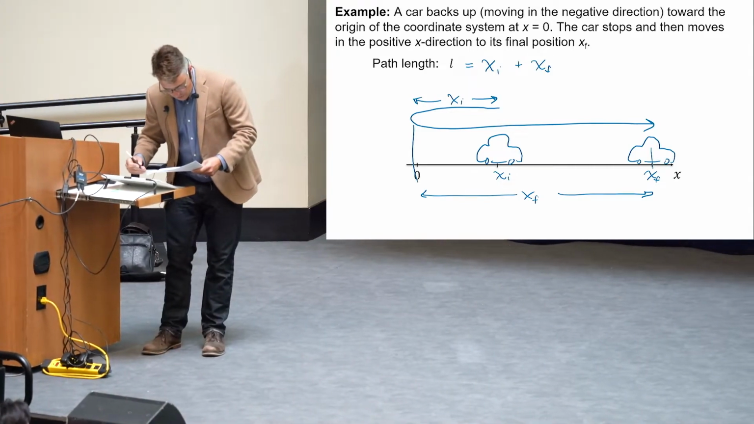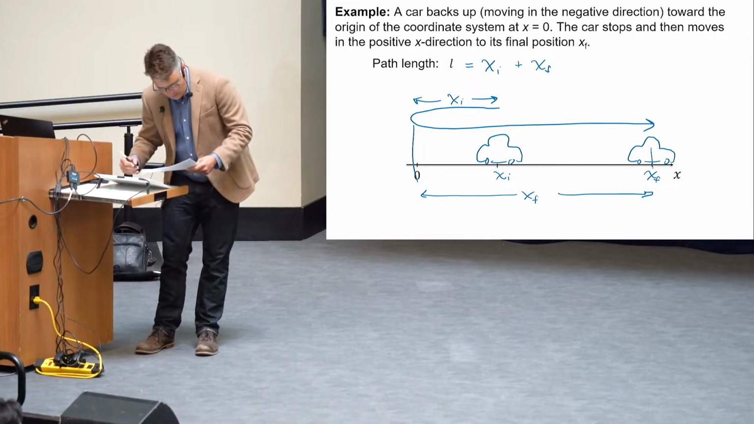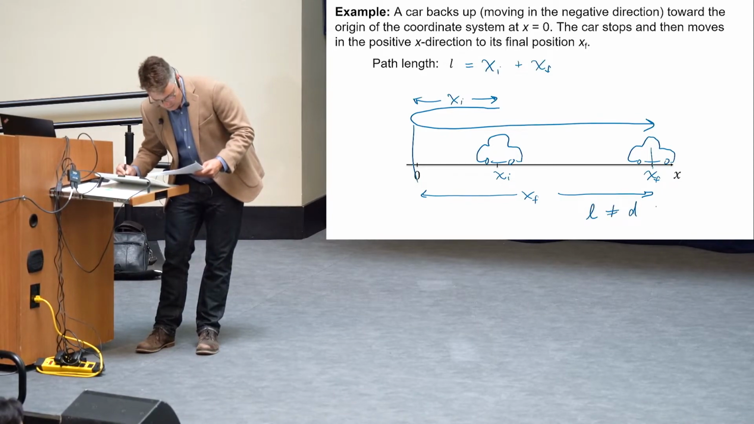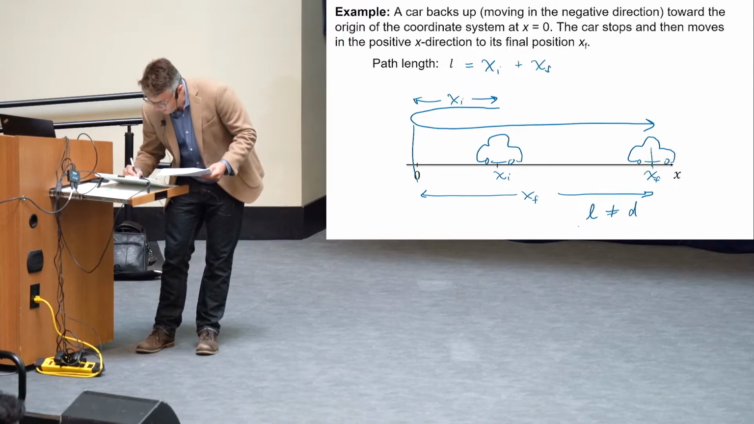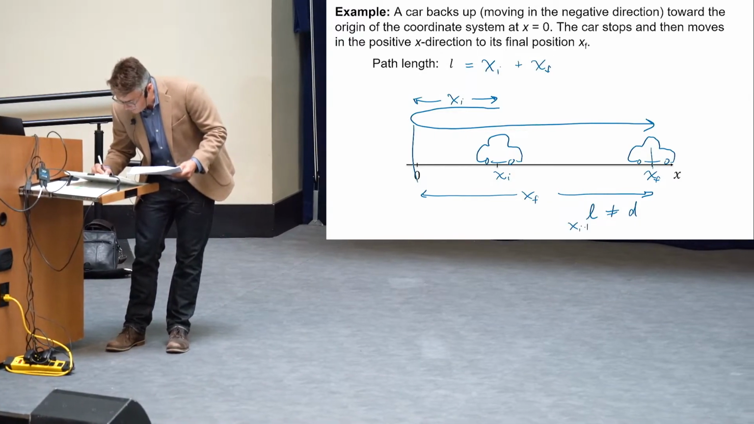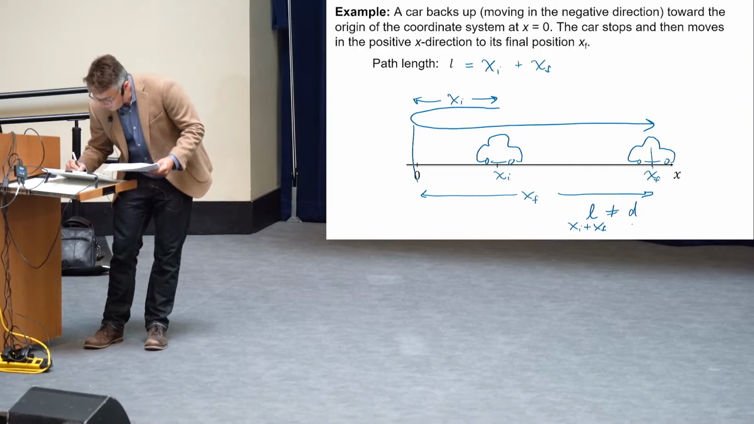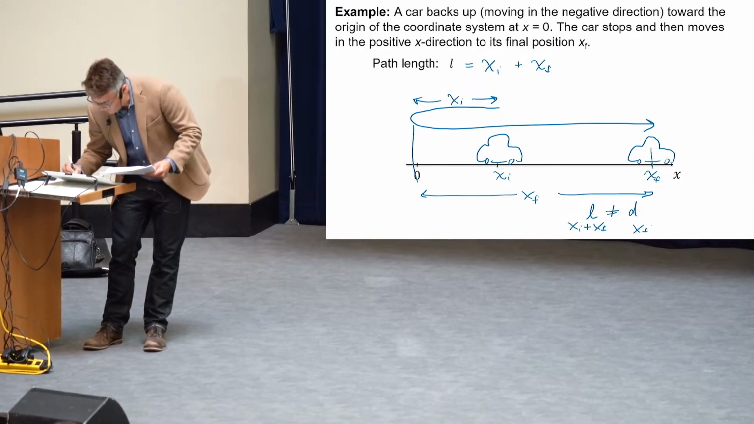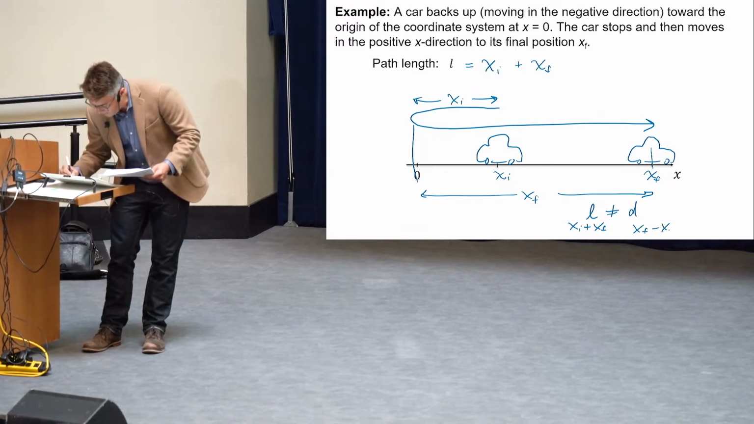And I'll just note here that L is not the same as the distance. It's kind of weird, actually, because L was xi plus xf, and the distance was xf minus xi. Anyway.